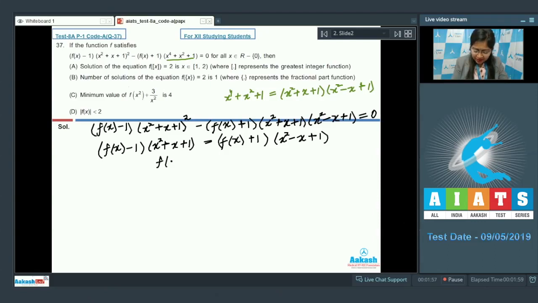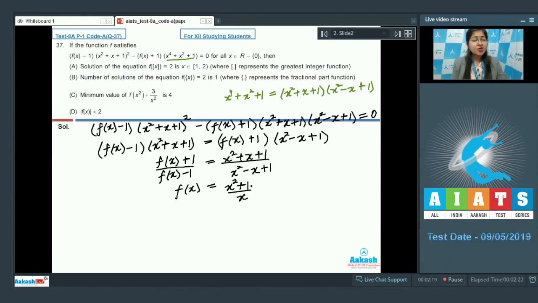So this is the only equation that we will get from here. I can say that f(x plus 1) divided by f(x minus 1) is equal to x square plus x plus 1 divided by x square minus x plus 1. Here, by componendo dividendo, we can say that the value of f(x) is equal to x square plus 1 divided by x. So this is the function f(x) that we have obtained.